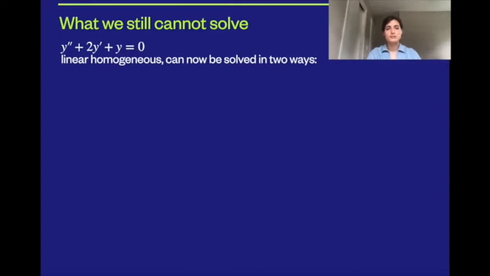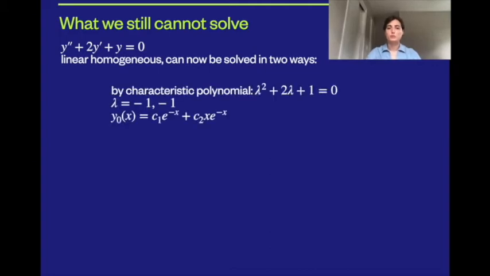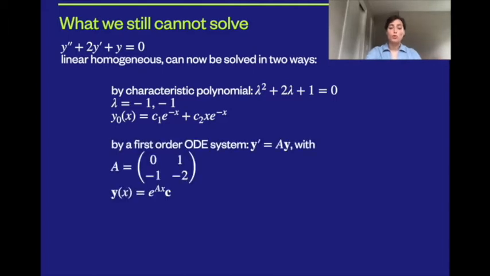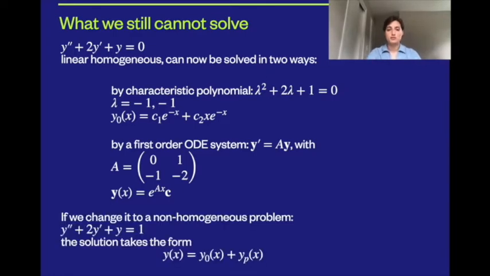If a system is linear homogeneous, now we can solve it in two ways. We can look at its characteristic polynomial, then compute lambda, the solutions of the characteristic polynomial, and we know how to build a solution based on the eigenvalues that we have found, the values of lambda that we have found. Or we can solve it as a first-order ODE system, creating the matrix of coefficients and solving as a matrix exponential. But what if it's non-homogeneous?